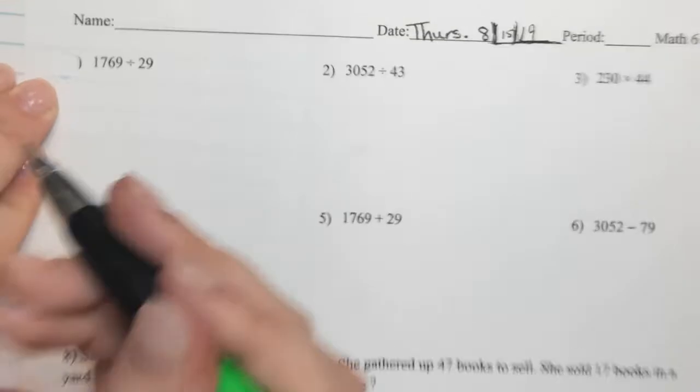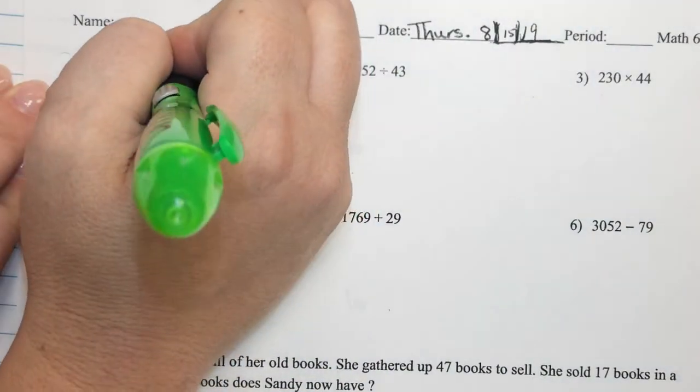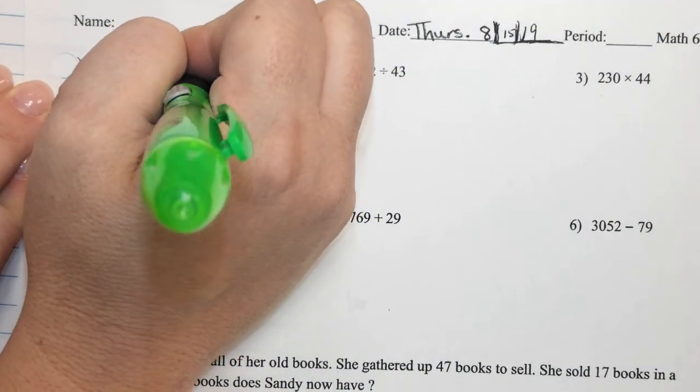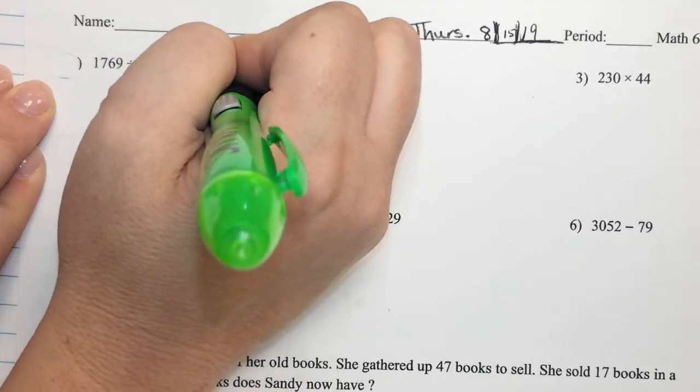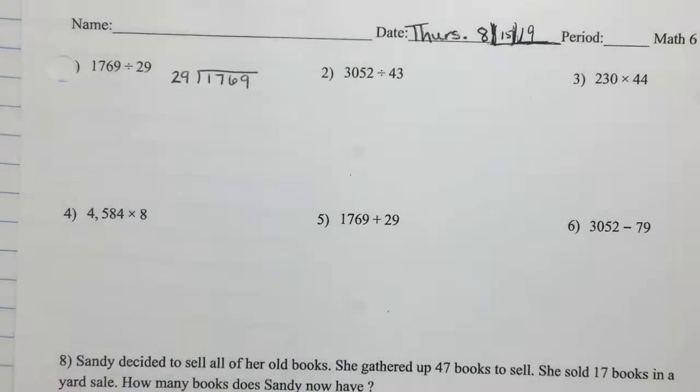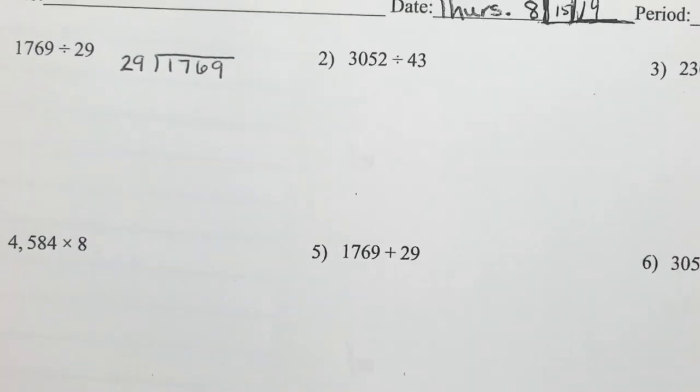Alright, so I'm going to start by setting this up. I'm going to put 29 at the door, because it's the second one that gets shut out, and I'm going to put 1,769 in the house. Alright.